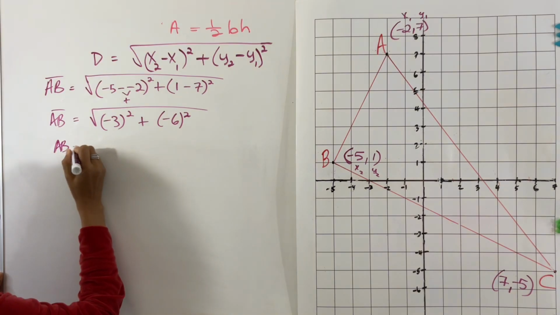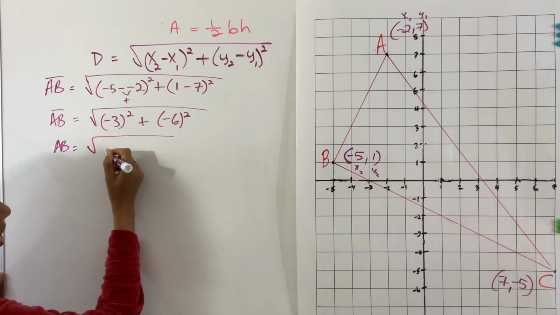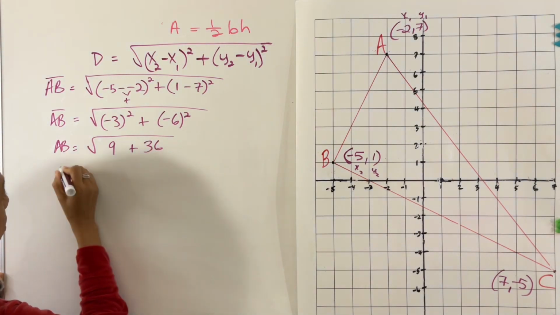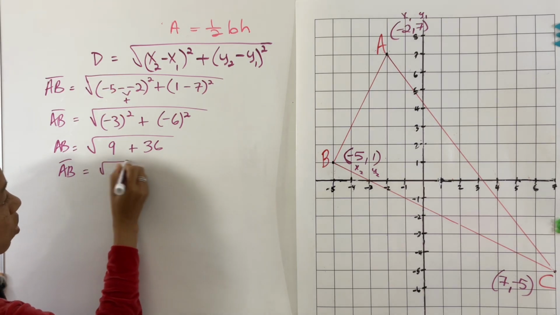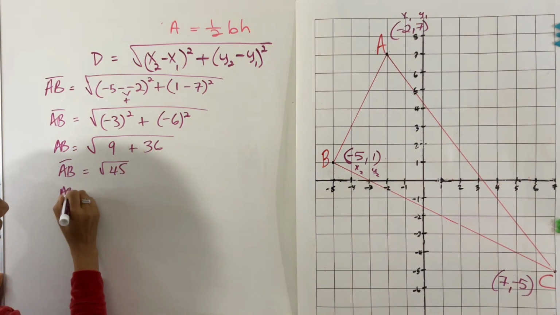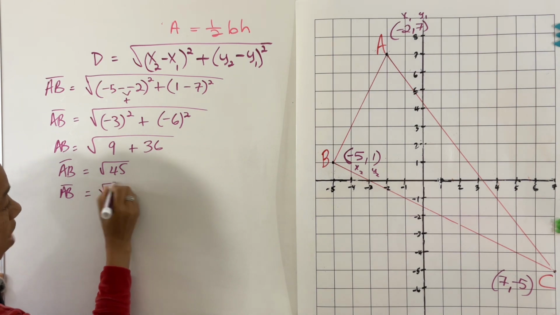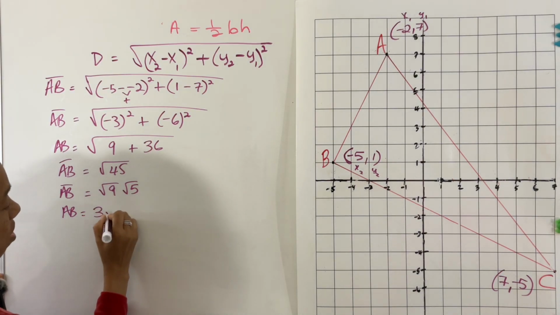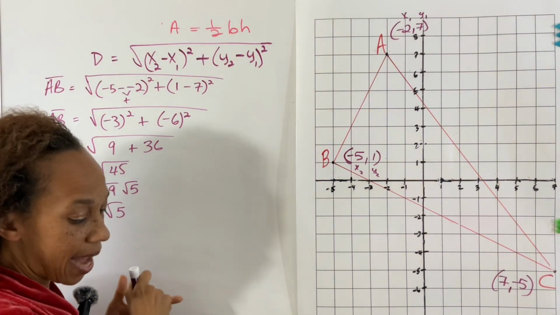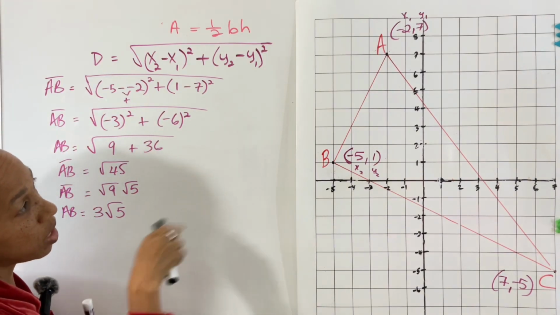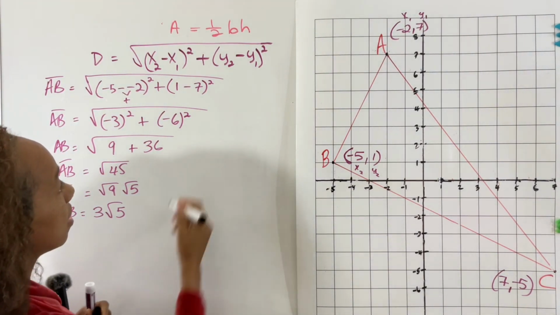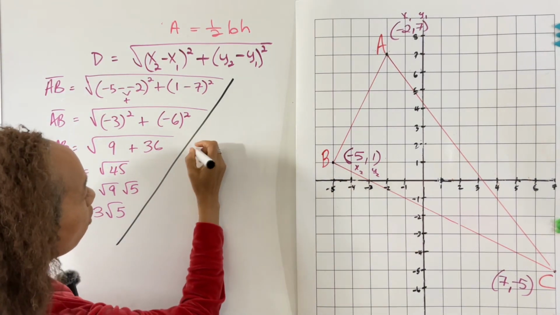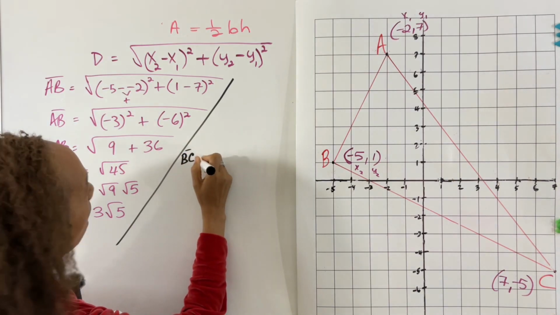And we will continue. -3 to the second power is 9, plus -6 to the second power is 36. So AB equals the square root of 45, and we should break this down again. We will get radical 9 and radical 5, so AB is 3 radical 5. You will notice that is exactly what we got when we first found the other leg. Then we will still use the distance formula and apply it to find the length of BC. So we are going to find BC now.